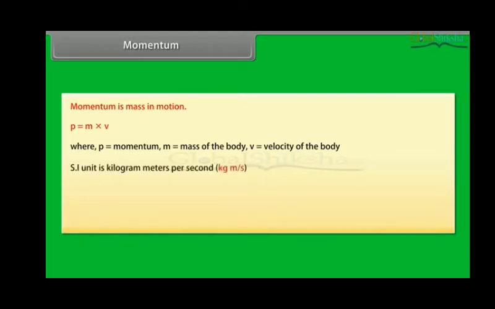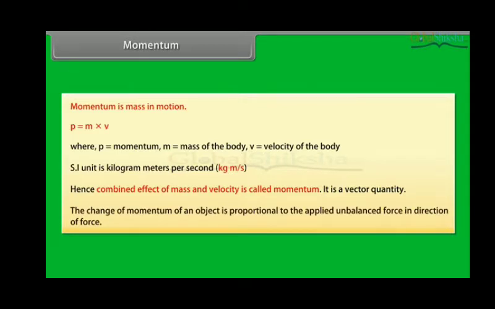P = m × v, where P is momentum, m is mass of the body, v is velocity of the body. SI unit is kilogram meters per second. Hence, the combined effect of mass and velocity is called momentum. It is a vector quantity. The change of momentum of an object is proportional to the applied unbalanced force in the direction of force. Formulation of second law of motion.